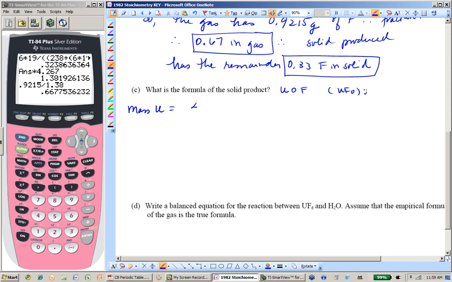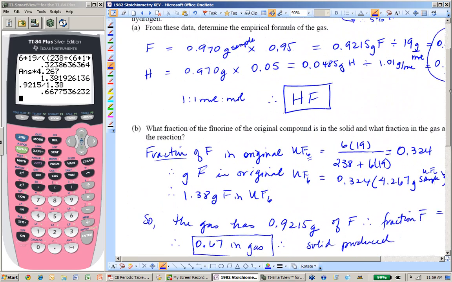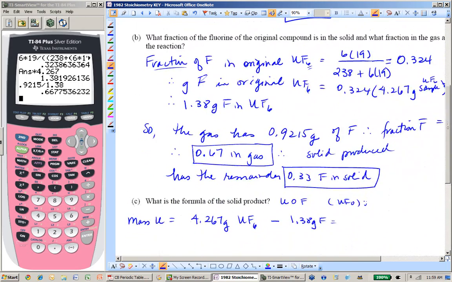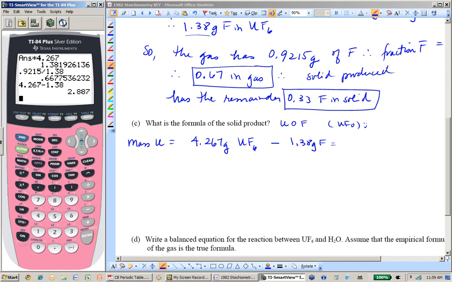would be the 4.267 grams of UF6 they told us at the beginning, minus the 1.38 grams of F that we solved for earlier, way back up here. And that comes out to be 4.267 minus 1.38, 2.887. So I'll call it 2.89 grams of uranium.